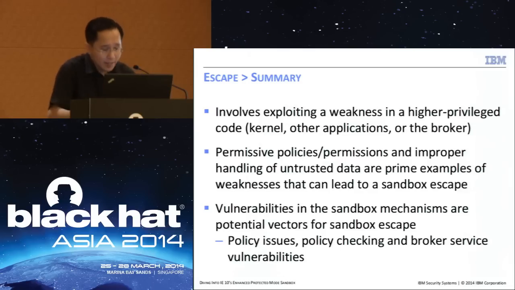So to summarize, escape involves taking advantage of weaknesses in higher privilege code. Permissive policies and permissions and incorrect handling of untrusted data are prime examples of weaknesses that can lead to sandbox escape. And weaknesses in the sandbox mechanisms themselves are also a potential vector for sandbox escape.